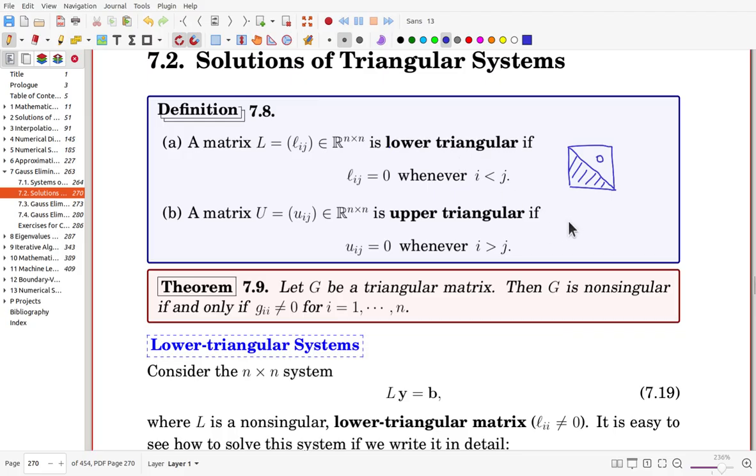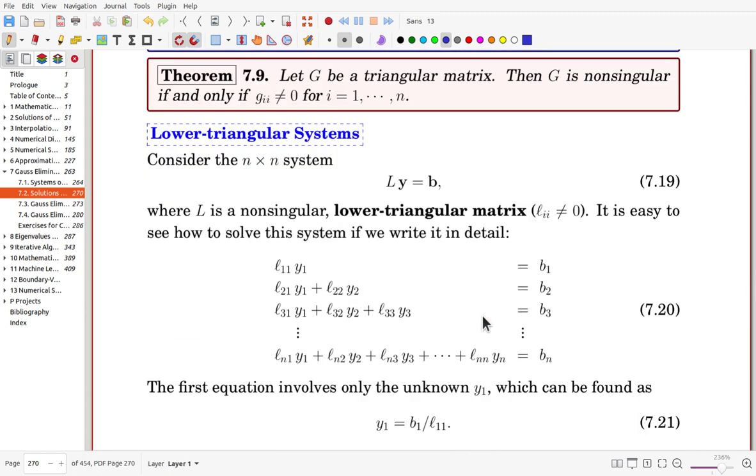And the opposite way, for a square matrix, including the diagonal and above, entries are possibly non-zero and below is 0, then it's called upper triangular. If G is a triangular matrix, then G is non-singular if and only if the diagonal entries are non-zero, all of them. If all of these diagonal entries are non-zero, then it is invertible.